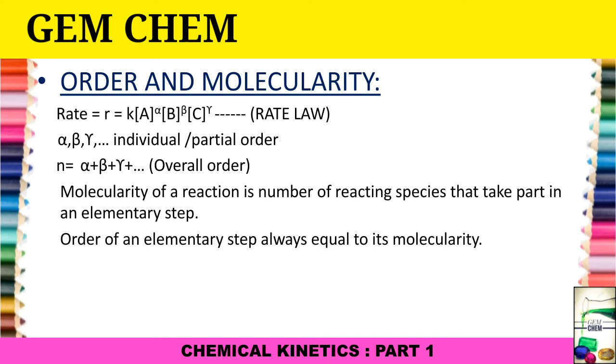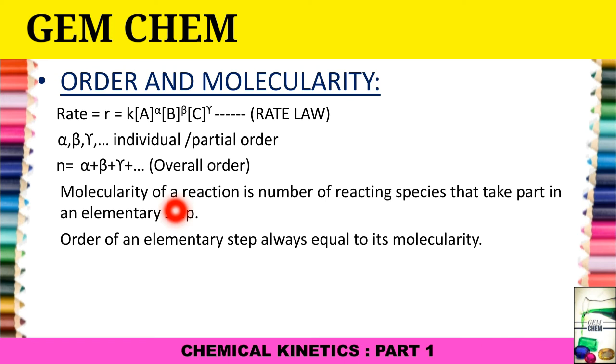What is molecularity? First of all, order is taken throughout the reaction from the rate law, from the rate equation. So if you see here the rate, that is the given equation. These are the individual partial orders, that is, the powers are partial orders and the sum of the powers is the overall order. What is molecularity? Molecularity of a reaction is the number of reacting species that take part in an elementary step. So if a reaction is occurring in a single step, then the number of reacting species participating in that step is the molecularity.